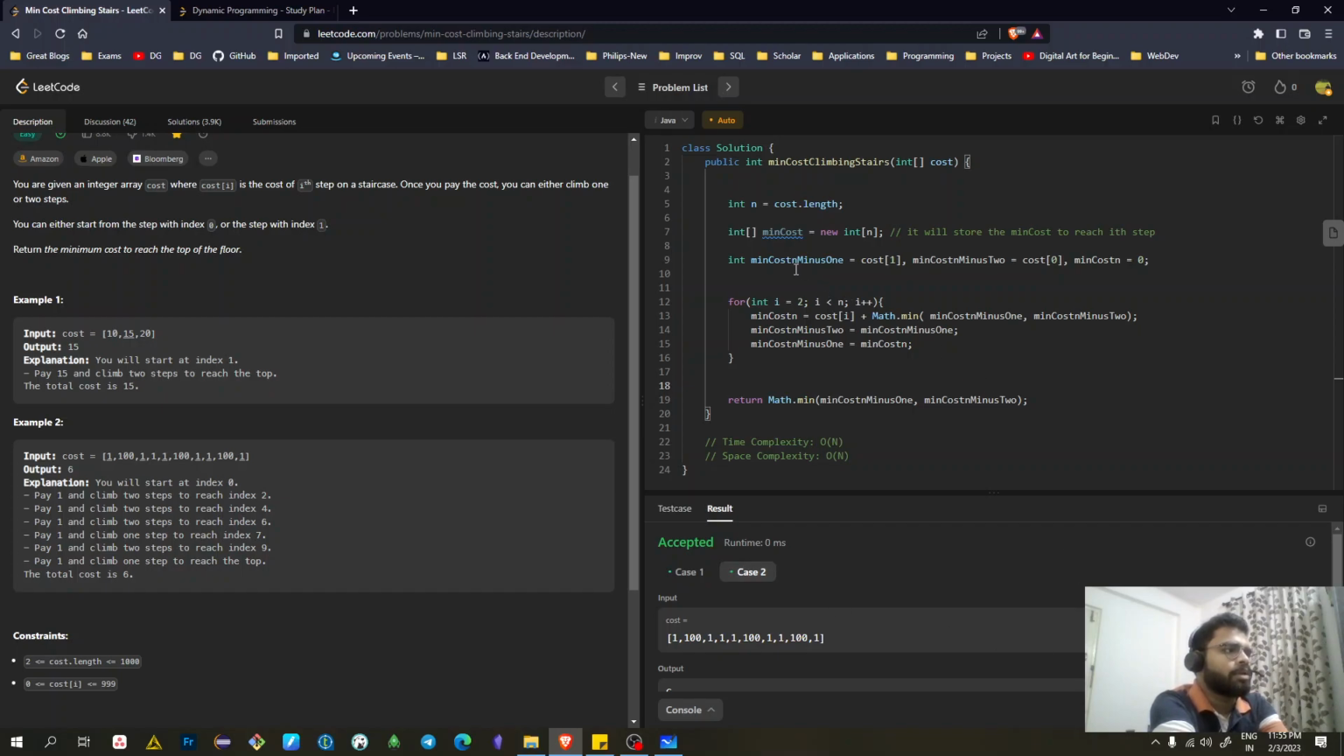What was happening was, for the initial two variables, the n minus 1 position should be this, right? And n minus 2 should be the starting position here. So these variables were not properly assigned actually. That was the issue. Let's try to submit it.